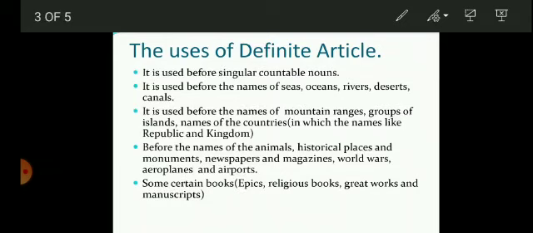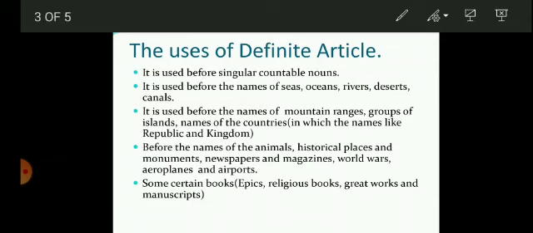Point number two is it is used before the names of the seas. Whenever we have the names of the seas, we have to use this definite article. For example, the Red Sea, the Black Sea. Like this, it is also placed before the names of the oceans, the Pacific Ocean, the Atlantic Ocean, and before the names of the rivers. Whenever we have the names of the rivers, for example, the Kaveri is the longest river in our state.